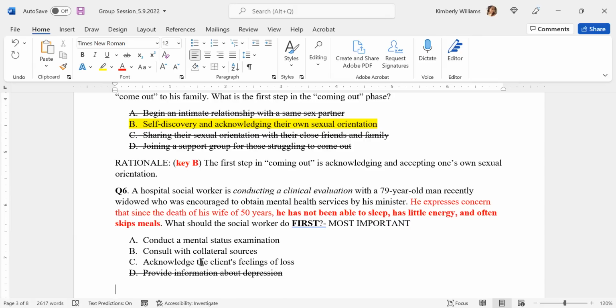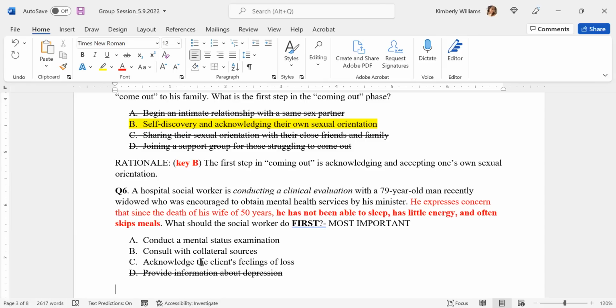We're in the beginning phase, so I believe we should do an assessment. And plus it says death of his wife of 50 years. He's not able to sleep. He has little energy, just a lot of red flags going on. Red flags of what? What red flag in the scenario tells me that we need to do a mental status examination? I was thinking that not being able to sleep and the little energy.